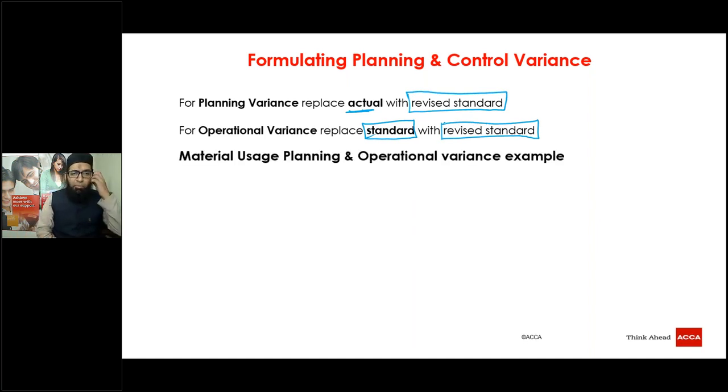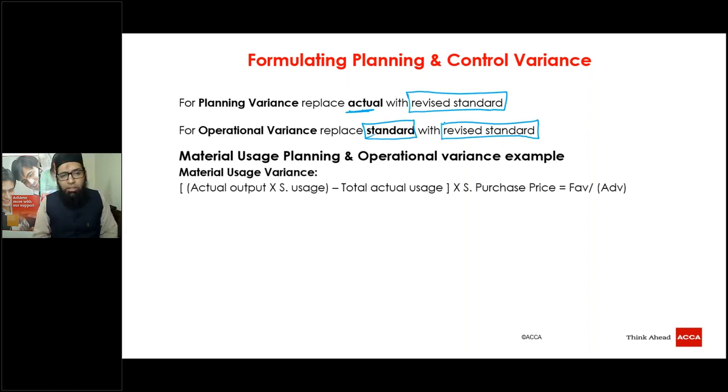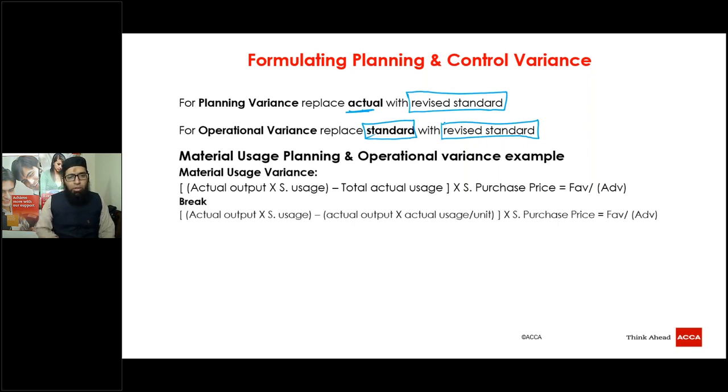Let's see an example of material usage planning and operational. So this is the formula to calculate the material usage variance: actual output into standard usage minus total actual usage, multiplied by standard purchase price. Now, first of all, try to break the formula. The reason for the breakage is that the total actual usage has two components: one is the actual output and the other one is actual usage per unit.